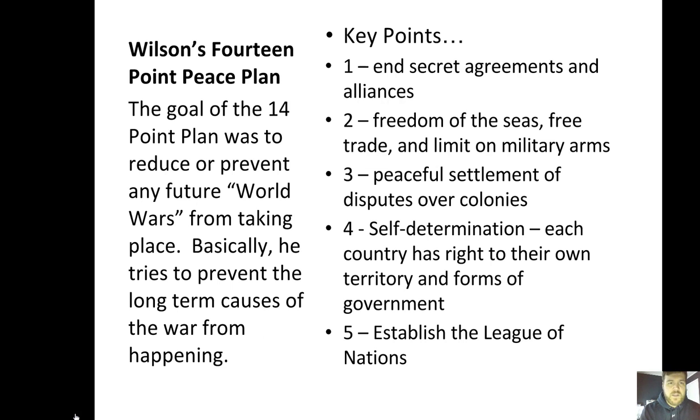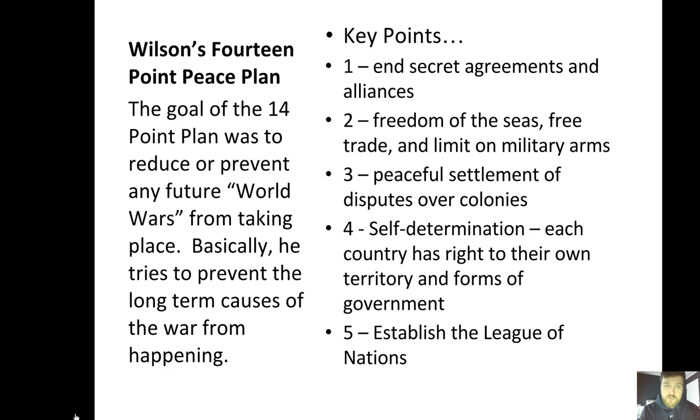All right, so there's 14 points, but we don't need to know all 14. Let's just look at the 5 major key points. If the rest of Europe was going to agree to Woodrow Wilson's peace plan, at the very least, he wanted these 5 points to end up in the final peace plan. The ultimate goal here is to prevent future world wars from taking place. And the way to do that is to focus on those long-term causes of World War I, which were militarism, alliances, imperialism, and nationalism. So how do we prevent those 4 things from happening again long term?